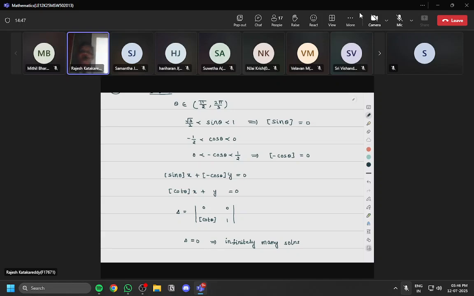Understood? Any doubts in this? Anybody? Right? So the second case you can try at home. After finishing the second case, you can mark the option.